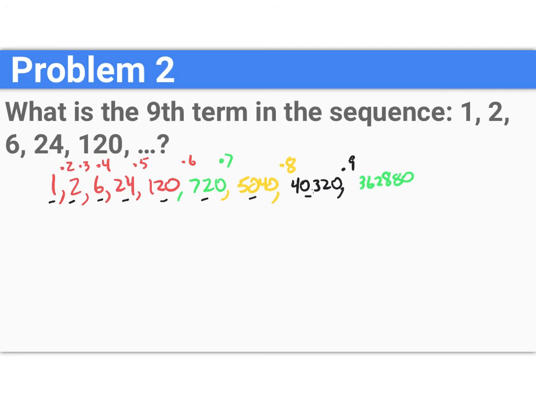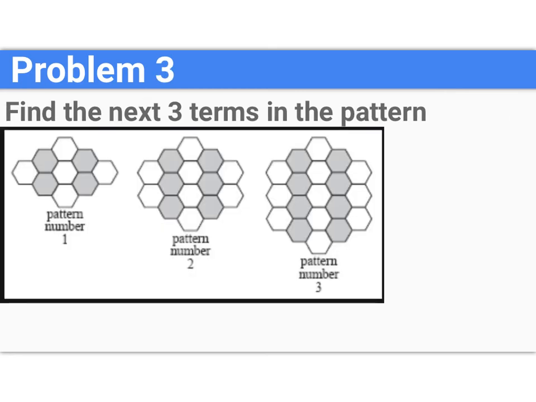No recursive or explicit formulas because the constant is not the same. So these patterns are a little goofy. Okay, find the next 3 terms in the pattern. So you got 1, 2, 3, 4, 5, 6, 7, 8, 9 hexagons. That's pattern 1. 1, 2, 3, 4, 5, 6, 7, 8, 9, 10, 11, 12, 13, 14. 14 hexagons. So we went up by 5.